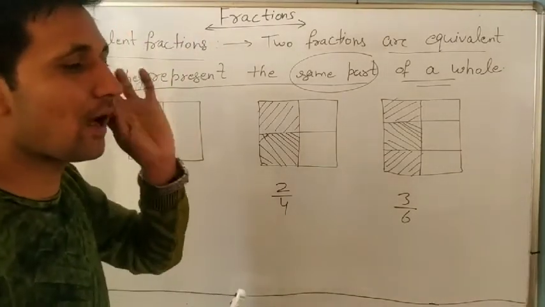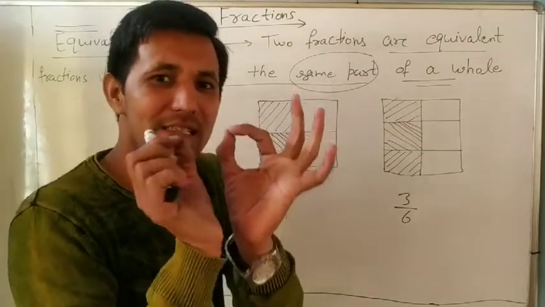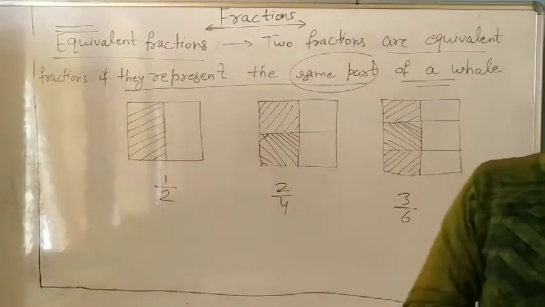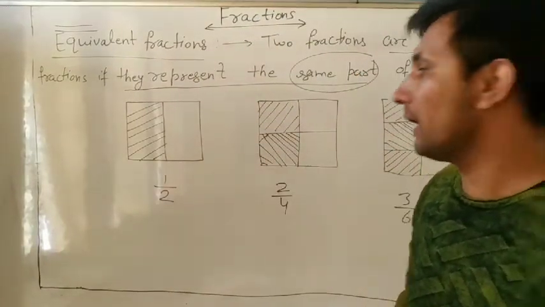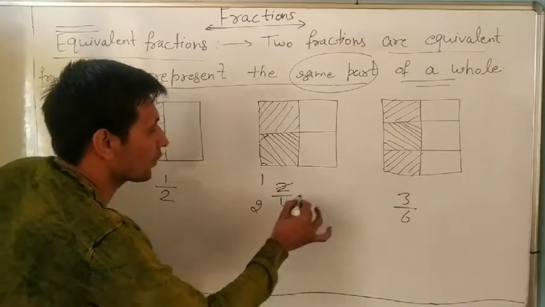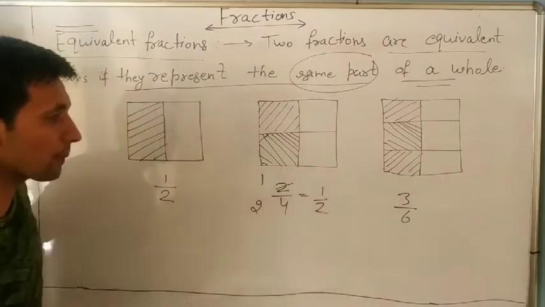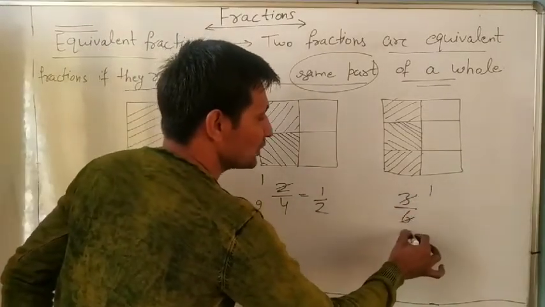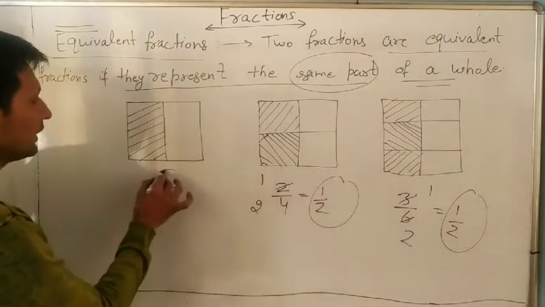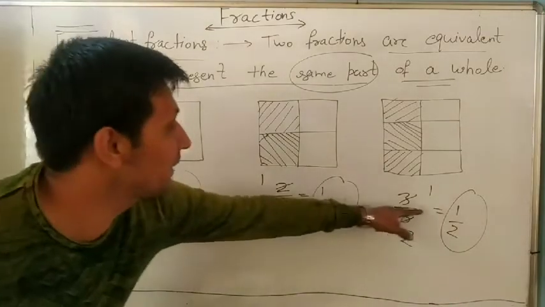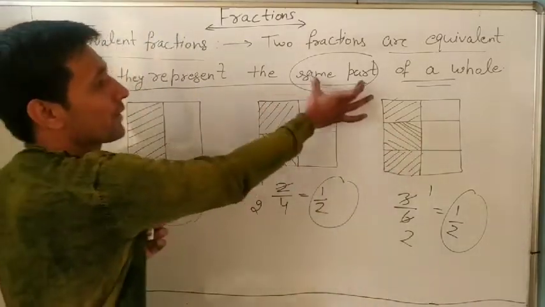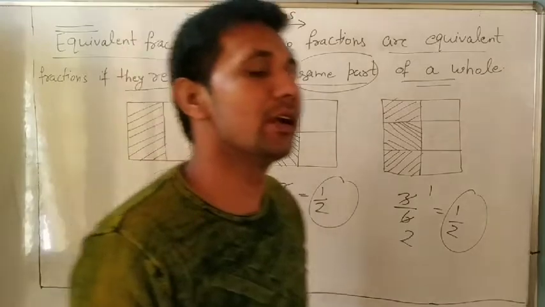In simple language, two fractions are called equivalent fractions if they are equal. If all are equal, it means you can write 2 upon 4: 2 1s are 2, 2 2s are 4, so it means 1 upon 2. 3 1s are 3, 3 2s are 6, so it is 1 upon 2. It is also 1 upon 2. So all three fractions are equal, and their shaded portion is also the same part. So these are called equivalent fractions.